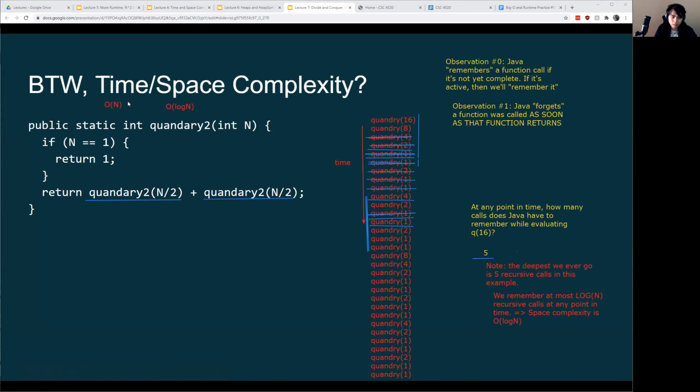Why was the time complexity O of n? We did a lot of work just counting up the number of recursive calls before. Remember, for quandary of 16, we got 31 recursive calls. If we did quandary of 32, we would get 63 recursive calls. And that pattern was roughly 2n, right? Whatever n we pass in, the number of recursive calls would be roughly twice that, which meant that the overall runtime is O of n.